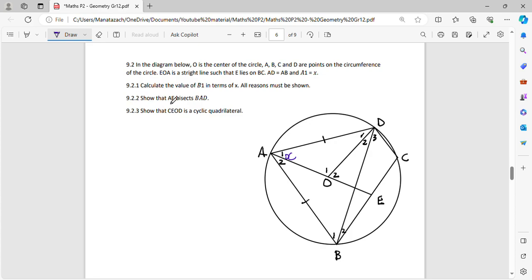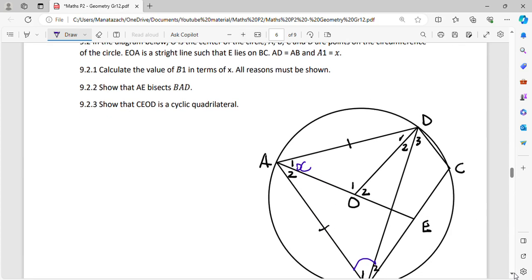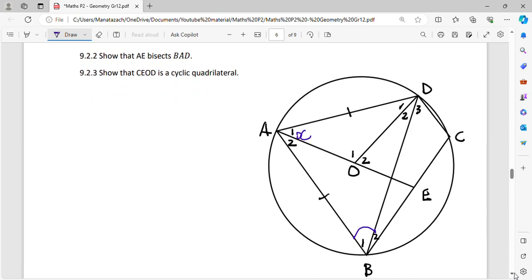The first question is calculate the value of B1 in terms of X. All reasons must be shown. So this is the angle that you must represent in terms of X. So let's quickly do that. Okay, remember, you're supposed to apply our theorem which says O1 is equal to 2 B1. Let's write this one down first, right? This one is always true.